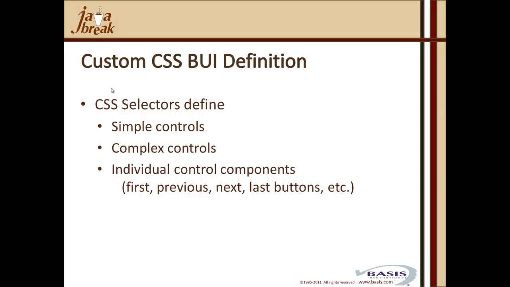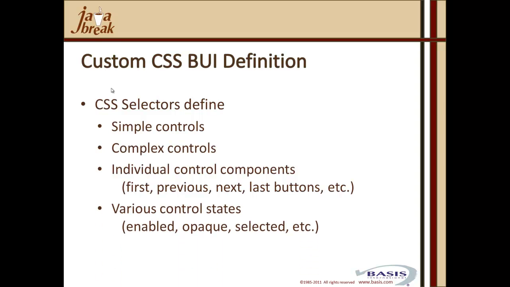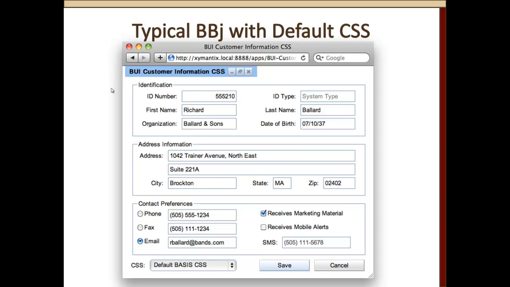can all change their look and feel. And so various control states can be modified by CSS, whether they're enabled, opaque, selected, etc. So here's a good example of a typical BBJ application rendered within the browser user interface.